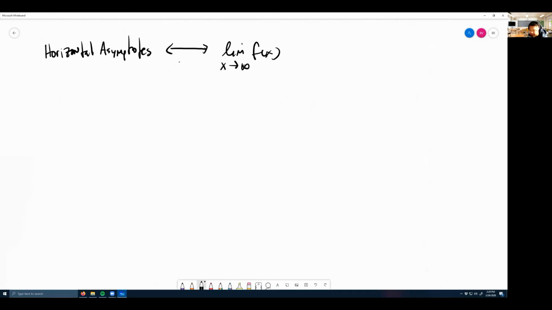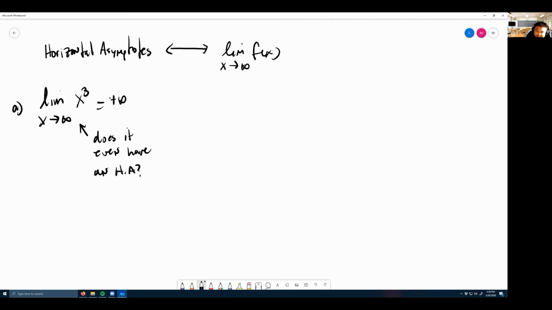Horizontal asymptotes essentially means that we're asking the question, what is the limit of the function as x approaches infinity? So when we ask questions like the limit as x approaches infinity of x to the third, we ask ourselves, does it even have an HA? And it doesn't. We know what x cubed looks like. Conceptually, x cubed just infinitely goes up, and graphically, it doesn't have a horizontal asymptote because it's not even a rational function. So immediately, I would write either plus infinity or does not exist. I like writing does not exist because you acknowledge that this doesn't even have a horizontal asymptote.